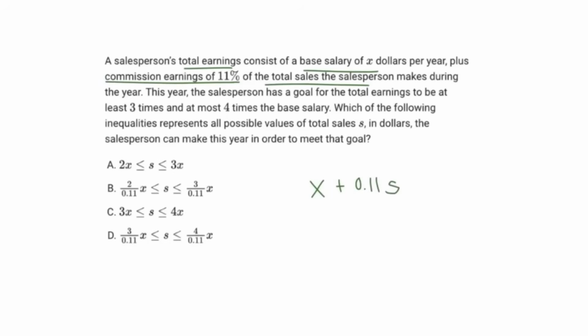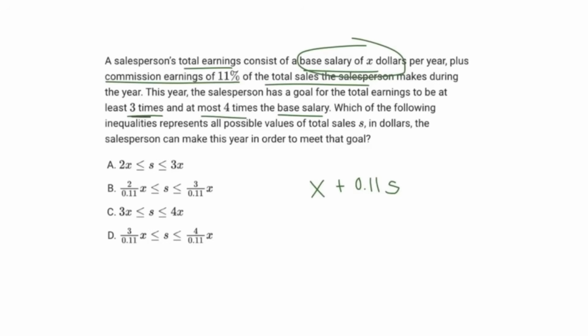Okay. So it says this year the salesperson has a goal for the total earnings. So this value right here, the total earnings, to be at least 3 times and at most 4 times the base salary. The base salary, remember, is the value X. Which of the following inequalities represents all possible values of total sales S in dollars the salesperson can make this year in order to meet that goal? And so we just have to write our inequality out. So I'm actually just going to erase this and write our inequality.